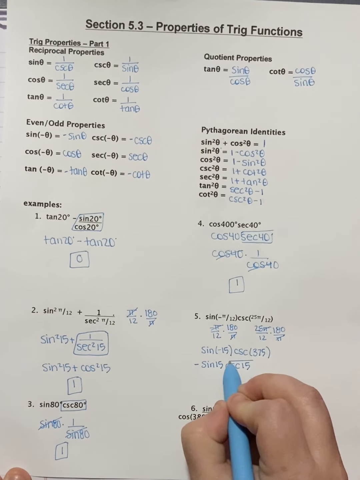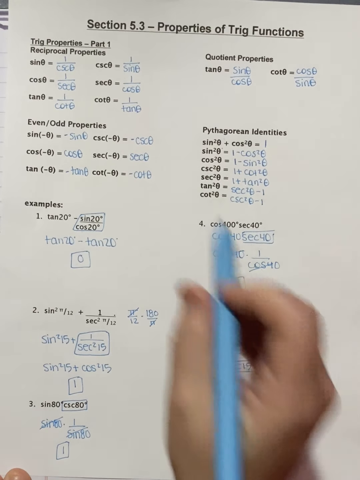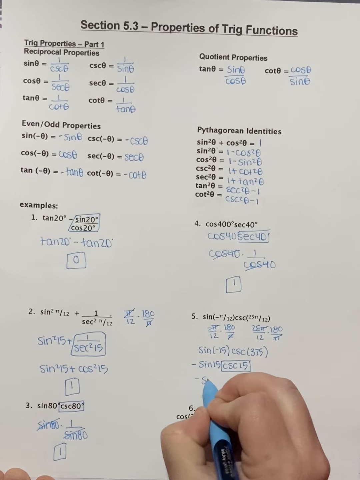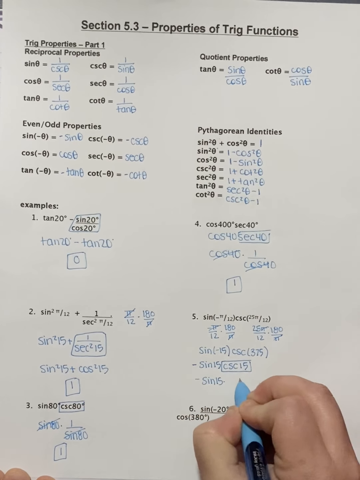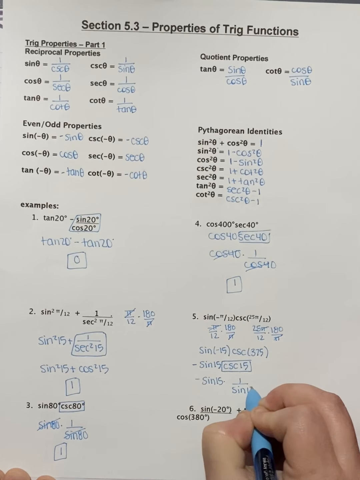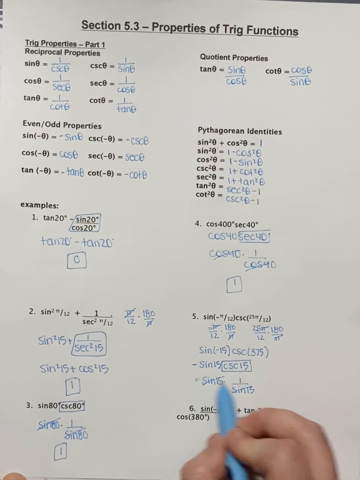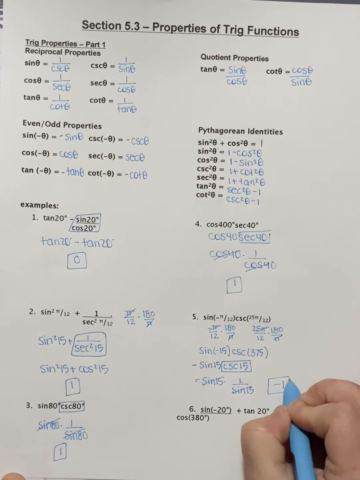All right, next thing I'm going to look at is changing cosecant. Cosecant is the same thing as 1 over sine. So I'm going to rewrite this: negative sine 15 times 1 over sine 15. I've got the same thing in the top and in the bottom, so that goes away. So my answer left here is negative 1. So negative 1 on number 5.